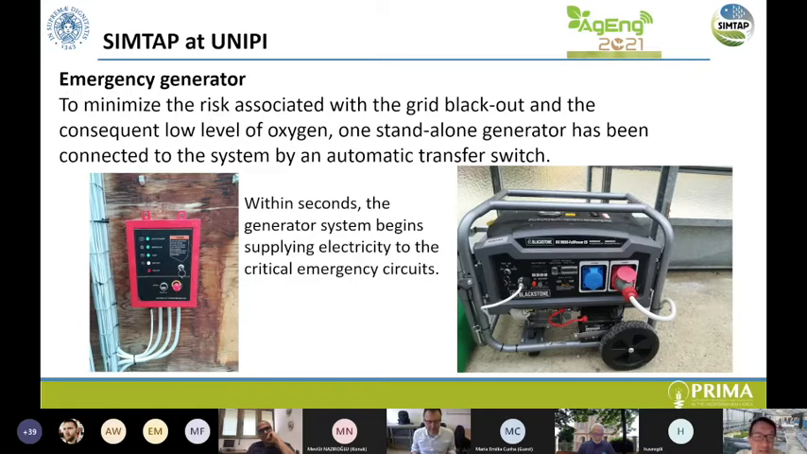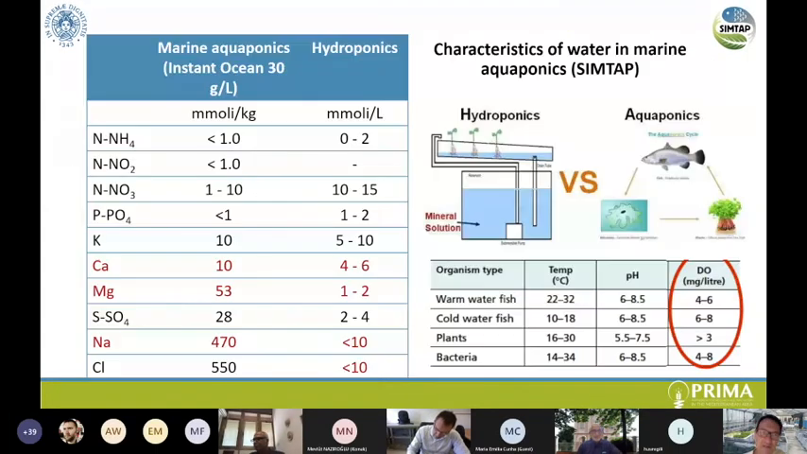As we faced some failure of the system due to a blackout of the grid, we had to install an emergency electric generator, and that is a standalone generator, of course, with fuel inside, that can supply energy within seconds due to a blackout of the grid. And it's a really very important device.